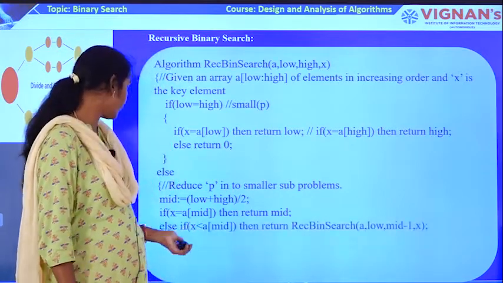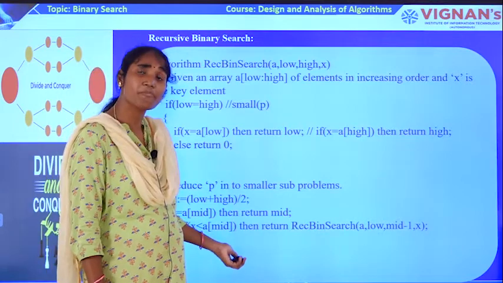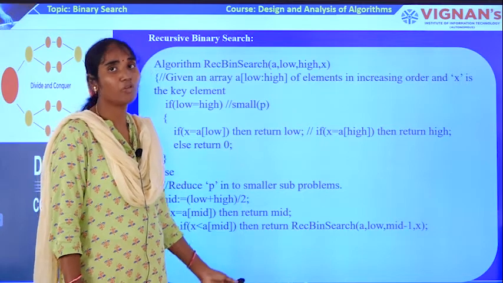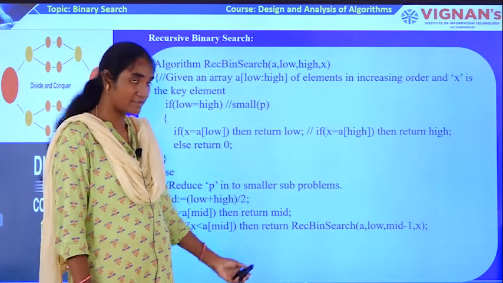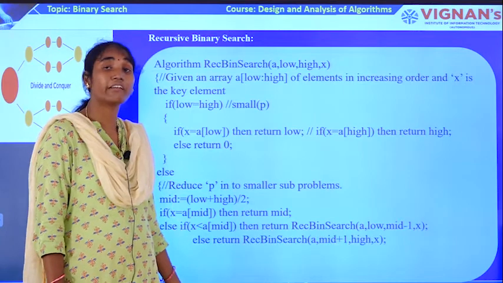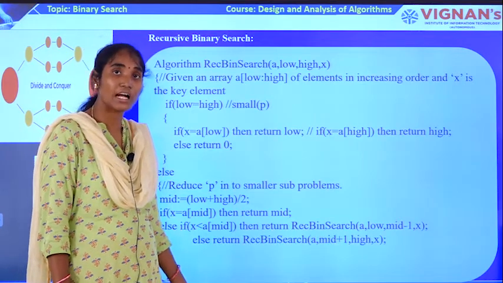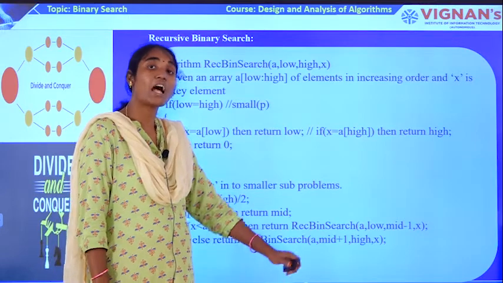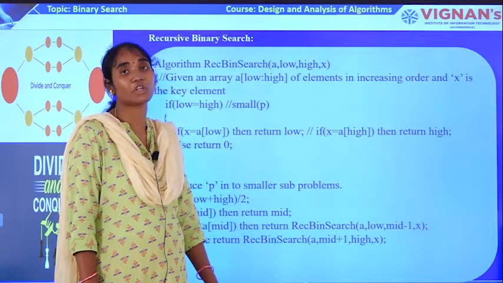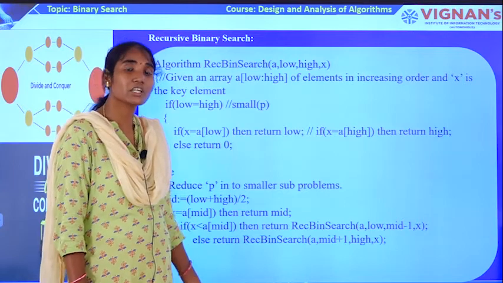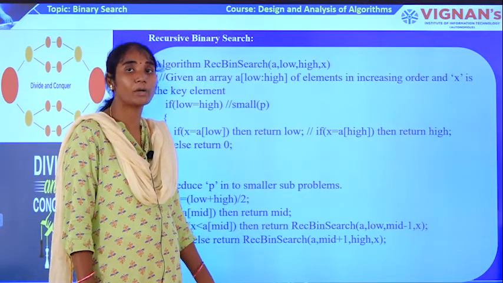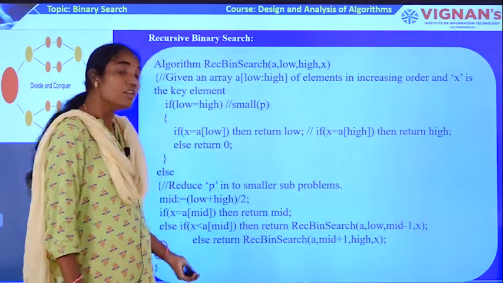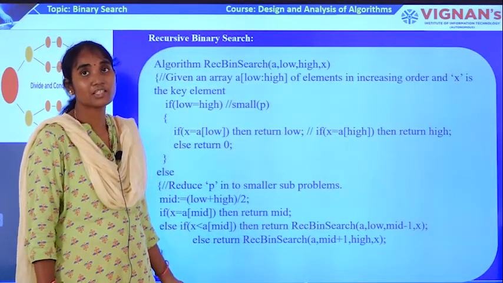Now, if x is less than a of mid, then I am calling this recursive binary search algorithm with a, low, mid minus 1, x. Else if x is greater than a of mid, I can conclude that the x element is found in the right sublist. When it is found in the right sublist, the high remains same and the low has to be shifted to mid plus 1. So I am calling this recursive binary search procedure with a, mid plus 1, high, x. Now, this is the closing of the recursive binary search algorithm.